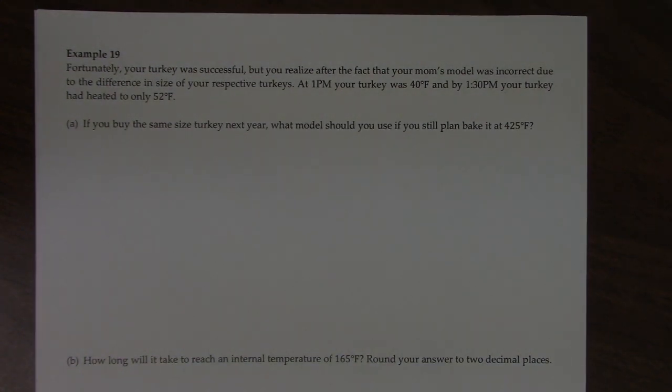So fortunately, your turkey was successful, right? Because we saw in the last problem that our turkey was done at 165 at about 4:30 in the afternoon. But you realize after the fact that your mom's model was incorrect due to the difference in the size of your respective turkeys. At 1 p.m., your turkey was 40 degrees, and by 1:30, your turkey had heated only to 52 degrees. On her timeline, on the last problem, her turkey was, an hour later, 105 degrees. So your turkey's definitely not cooking as quickly as your mom's turkey did.